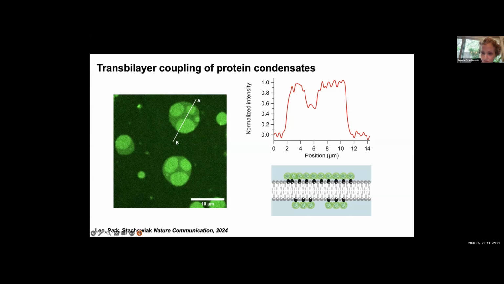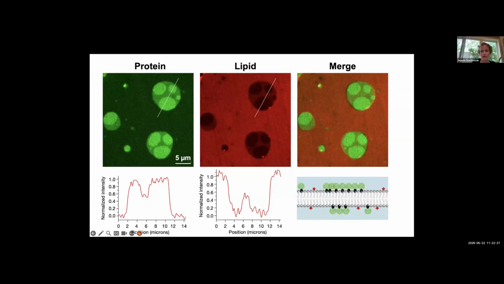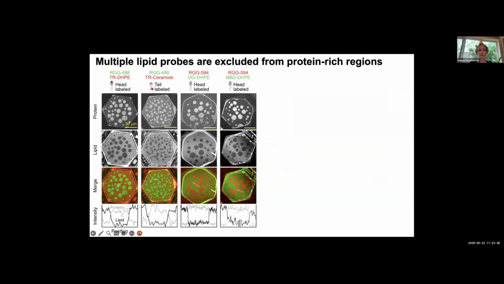not what we expected. And we thought, well, this must be happening somehow through the lipids because that's the only thing connecting these proteins. So we looked at the lipids and what we saw was even weirder. So a lipid dye seems to be excluded from the protein enriched phase. And this is true for many different lipid dyes, head labeled, tail labeled, red, green. So it's not some kind of a FRET artifact or anything like that.